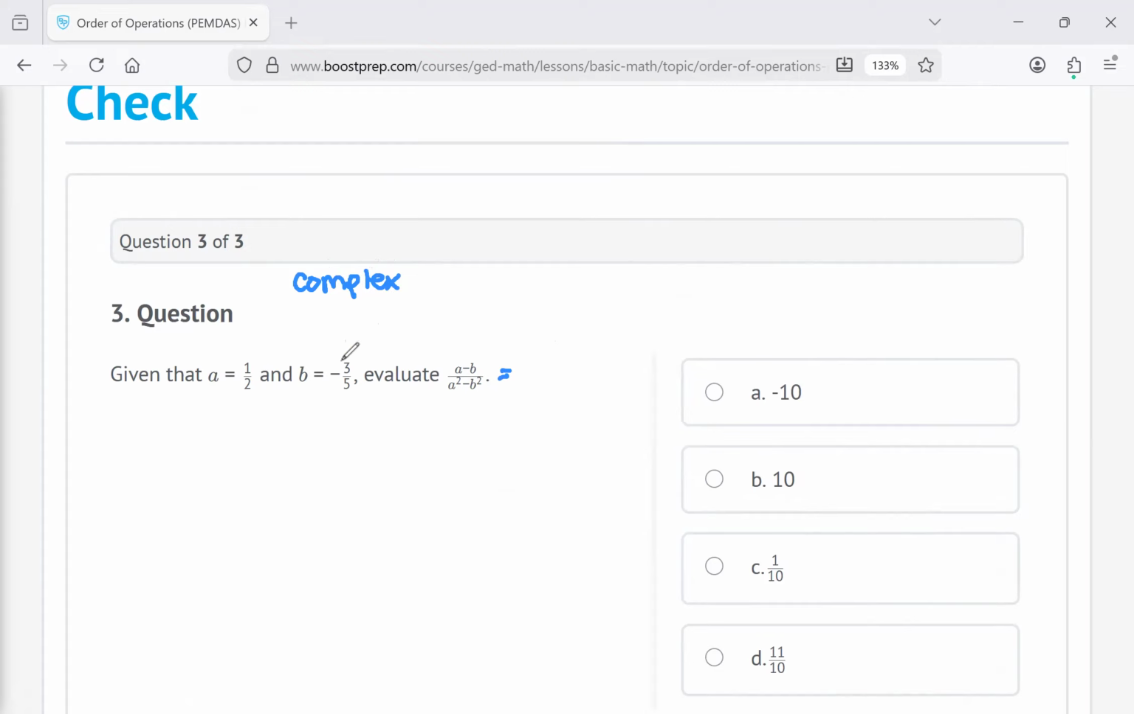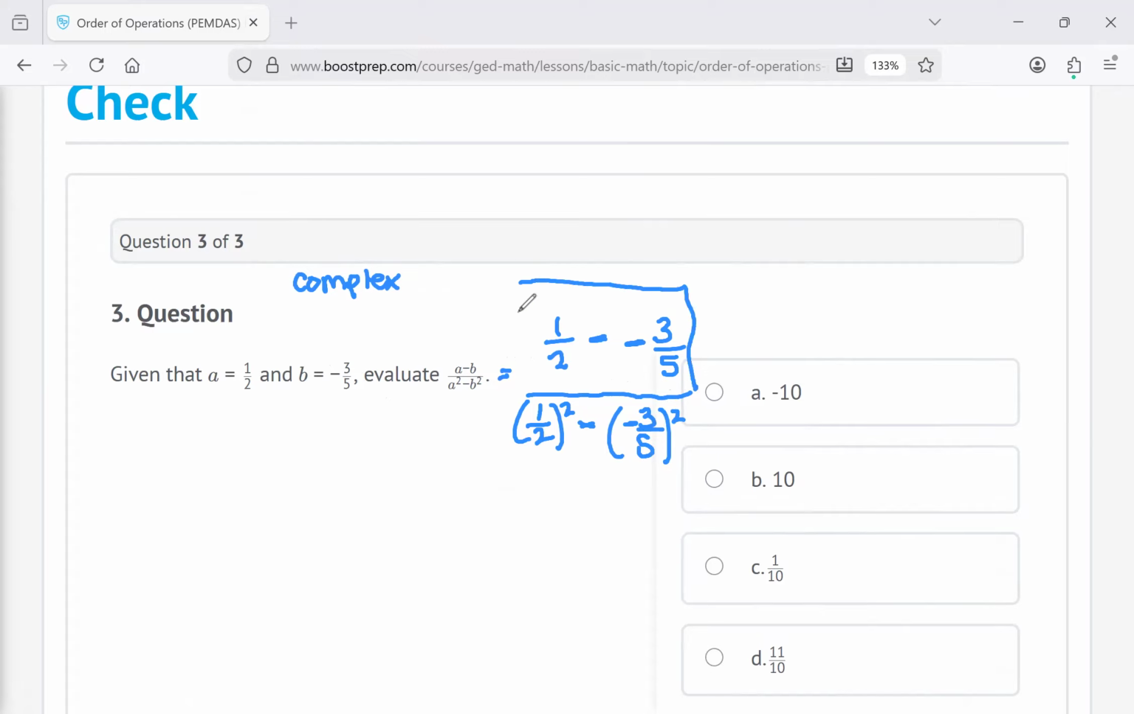So you see the numerator, we have A minus B. So we're just going to replace our A and our B values. So our A is 1/2 minus B. So be careful, it's a minus, and then you have a -3/5. Okay, I'll clean up that later on, but let's do the bottom. The bottom is A squared minus B squared, so my A is 1/2 squared minus my B, which is -3/5 squared. So this whole thing is your numerator, and this whole thing is your denominator.